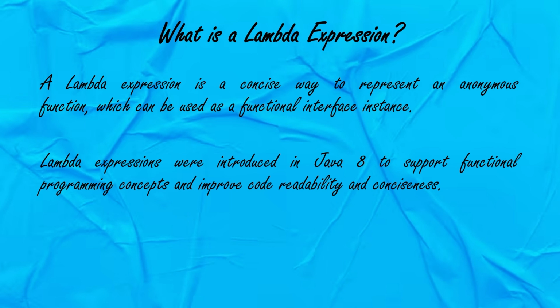Now let's see how the lambda expression looks. It looks something like this. First of all, in these brackets we have our input arguments, whatever the input for the method. Then we have this arrow symbol which popularly represents the lambda in Java. And then we have the body of the method within these curly braces. So this is how your lambda expression looks.